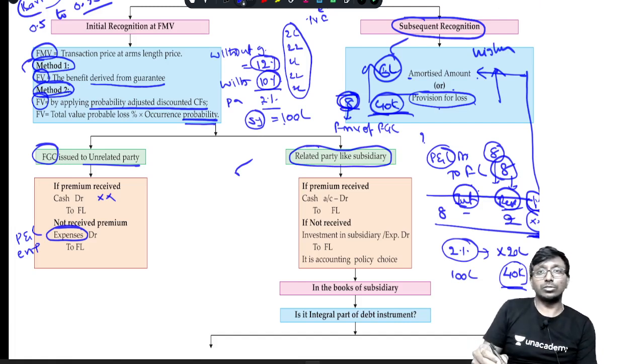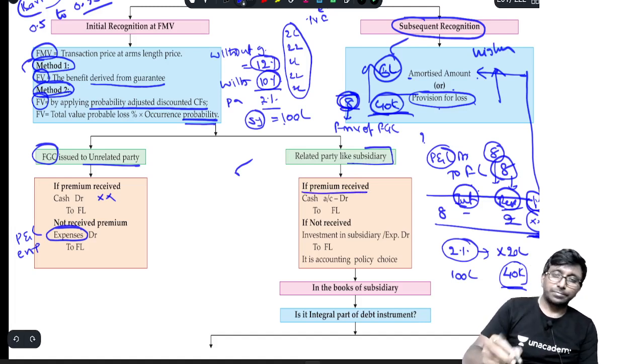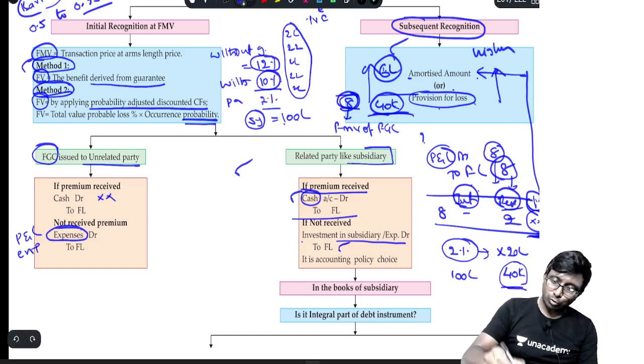Next, it is related to whom did you give the guarantee? I gave the guarantee to a subsidiary. Got my point? Right. Now, if the premium is received, then cash account debit, financial liability. If it is not received, understand? Investment in subsidiary account expenses. If you have not received, it means we did it free of cost. Free of cost means for the benefit of my subsidiary only. Correct. That's why investment in subsidiary account debit, financial liability, you are supposed to record it.